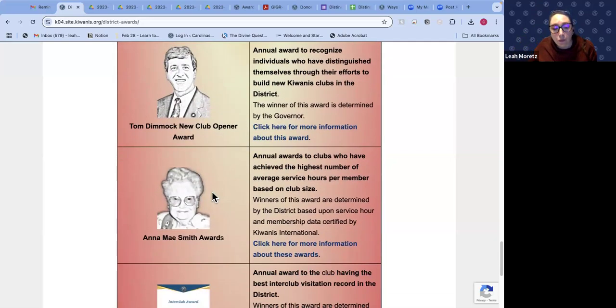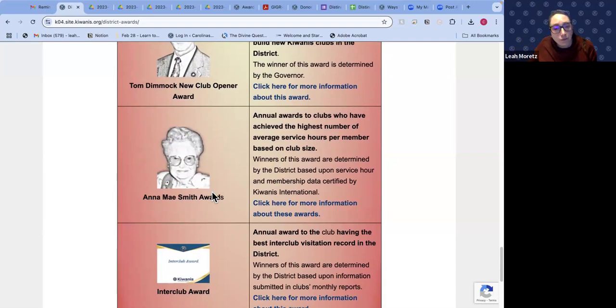We also have a new club opener award. We have a service award that has to do with service hours per member. So it's not based on your club size. Well, it is. We have three categories, but we've done this so that a small club is not competing against a 100 member club or a 60 member club. It's based on the number of service hours per member.